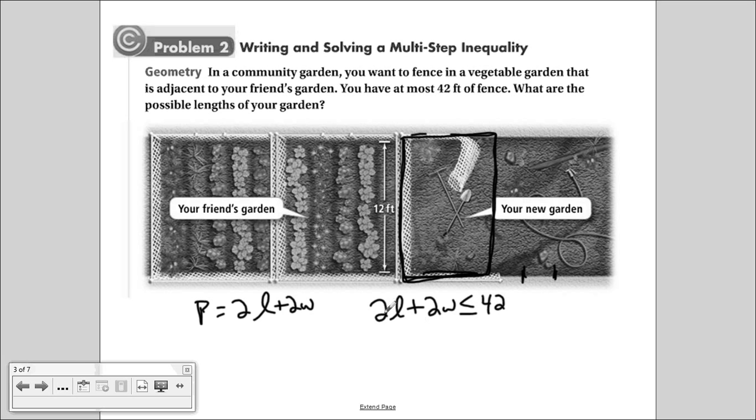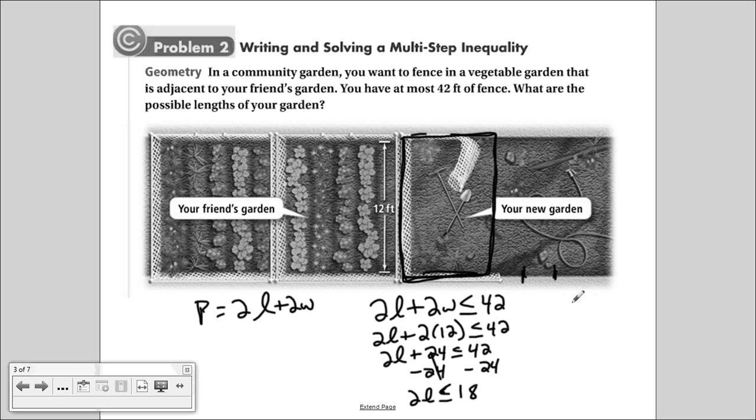Now you may be thinking, well, how can we do this? Like, how can we solve for L and W at the same time? And right now we can't. But the thing is the community garden is only so wide. It's only 12 feet. So we know that the width has to be 12 feet. And now we want to solve for our length, which is minus 24. 2L is less than or equal to 18. So I'm going to bring this up here. Divide by 2, and you get the length of your garden has to be less than or equal to 9. So that means the most you can go here is 9 feet. You can go a little less and still have enough, but 9 feet is the max.